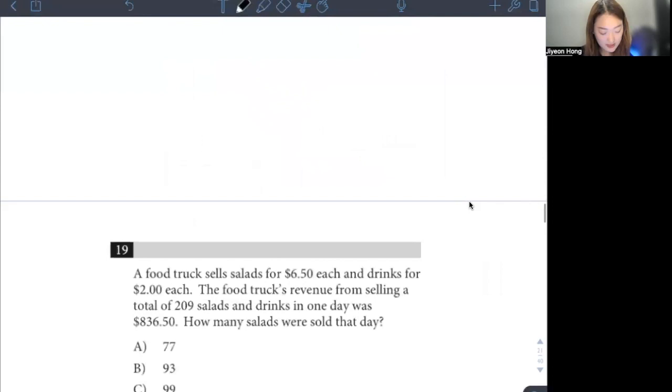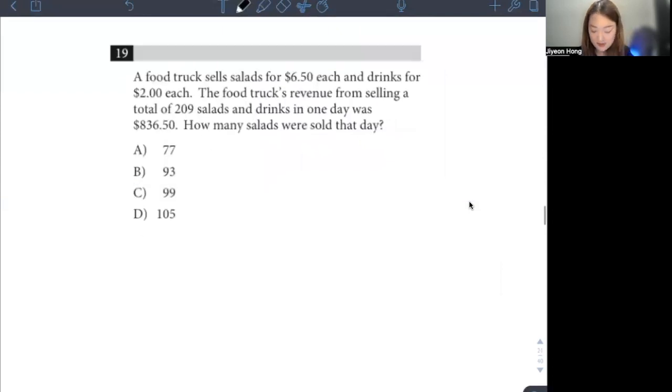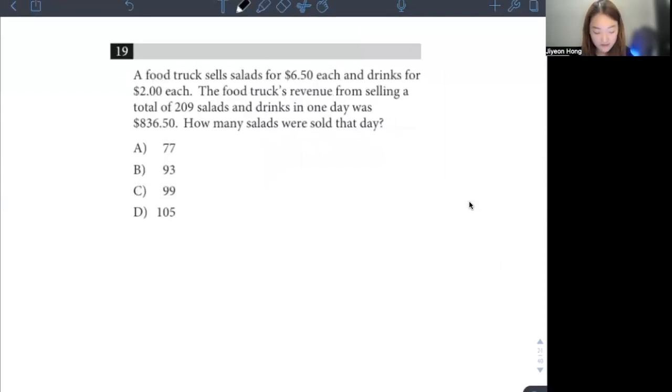All right, number 19. A food truck sells salads for $6.50 each and drinks for $2 each. The revenue for selling a total of 209 salads and drinks in one day was $836.50. How many salads were sold that day? So I'm going to immediately say S is the number of salads, and D is going to be the number of drinks sold.